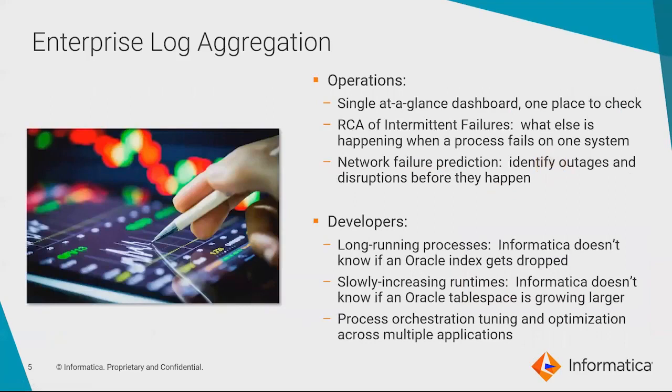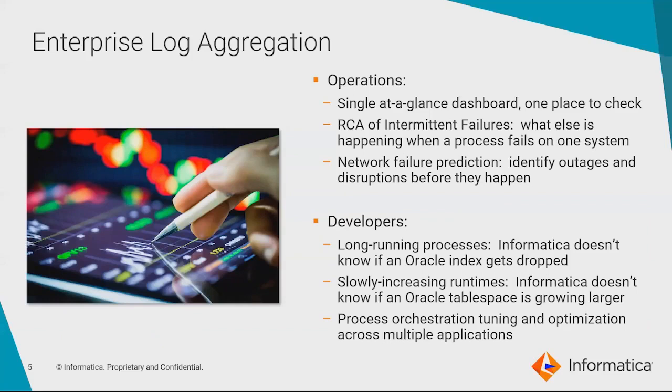So some of the use cases here for operations, this provides a single at-a-glance dashboard. It's one place to check instead of having to scroll through multiple pages and multiple applications. This can reduce their time for resolving issues. We can talk about root cause analysis of intermittent failures, which is always difficult to debug. For example, when a process fails on one system, what else is happening on the network? Is an Oracle database doing a huge backup at that time, for example? Network failure prediction, using predictive analytics to identify outages and disruptions before they happen.